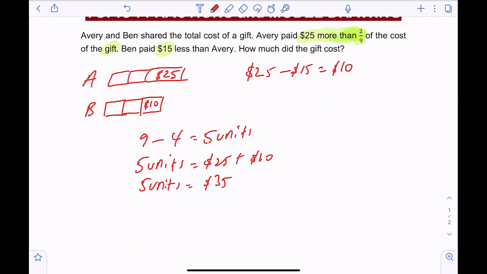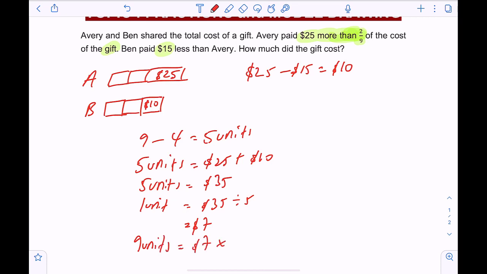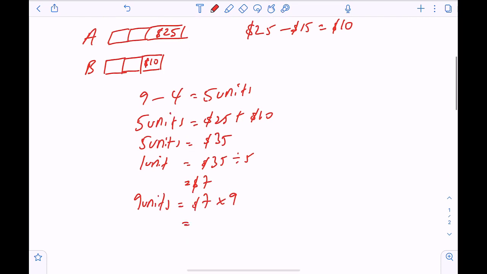How much is the gift? 1 unit will be 35 divided by 5, that is $7. And we can proceed to find 9 units. $7 times 9 gives us a final answer of $63.